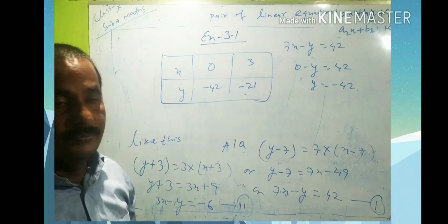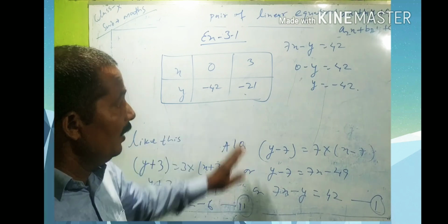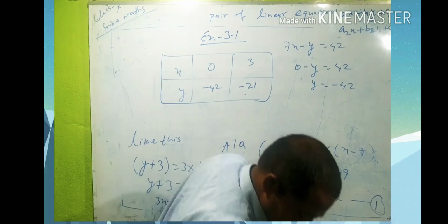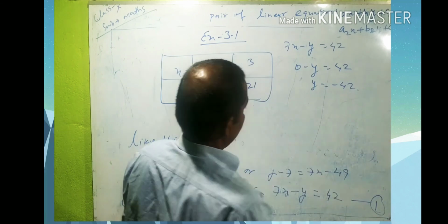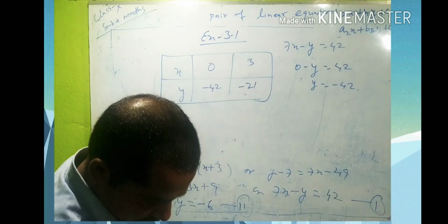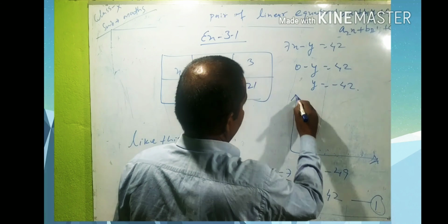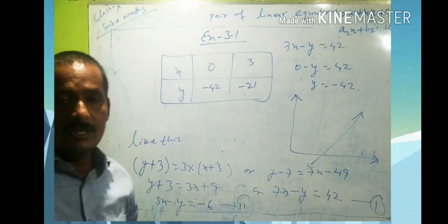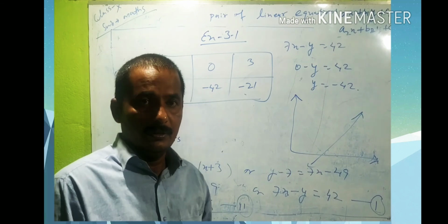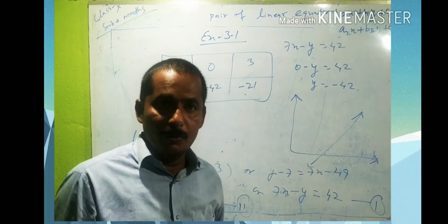After the value box, you will draw the graph here, like that. This is the graphical representation. And similarly, the next 2 questions you will do in this manner.